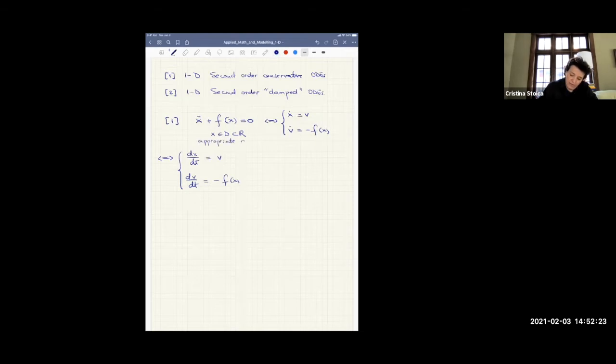And f of x is a function that is nice enough that we can work with it, right? So maybe it's continuous, maybe it's discontinuous, but it's specified. Someone gives it to us. So what we're going to do now is divide these equations one by the other. Basically, we'll have dx/dt over dv/dt become minus v over f of x.